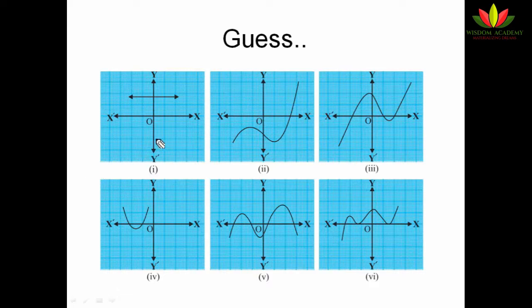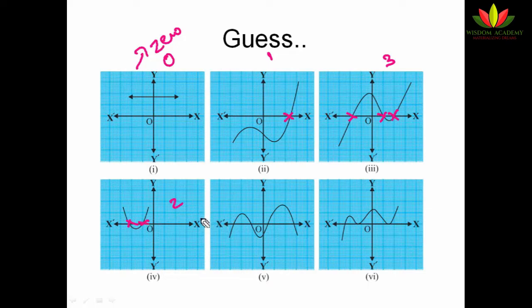So please guess what the zeros of this graph will be. Here the number of times the line touched the x-axis is 0, right? So the number of zeros will be 0. Here the number of zeros will be 1, because it touched the x-axis only 1 time, whatever number of curves it may take. So the number of zeros will be 1, and here it touched 3 times. Okay, and here it touched 2 times.